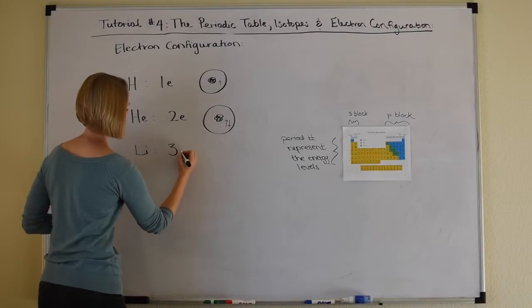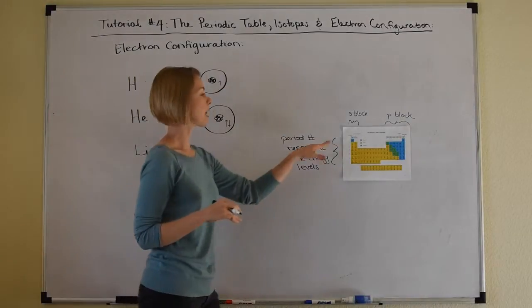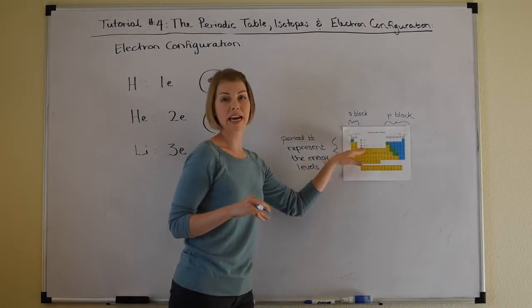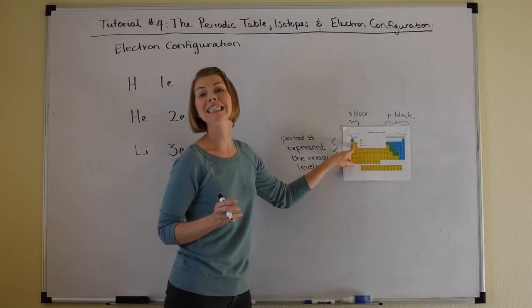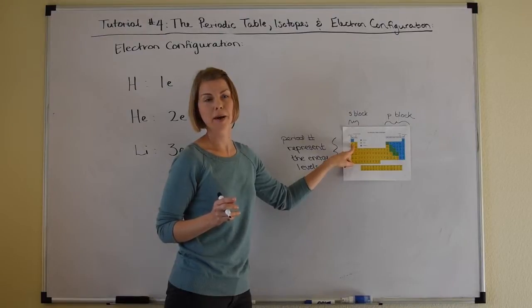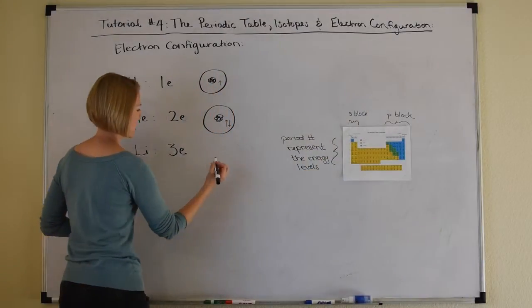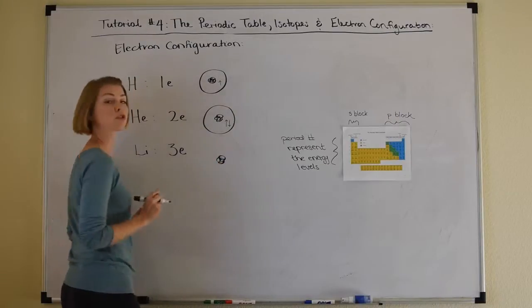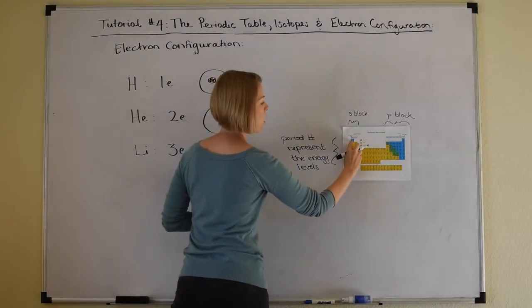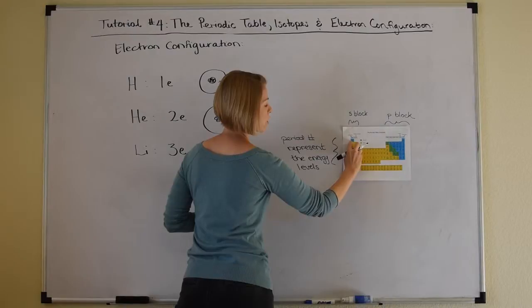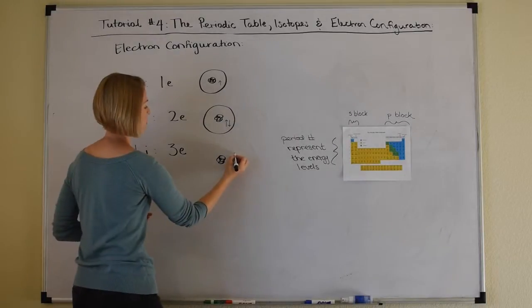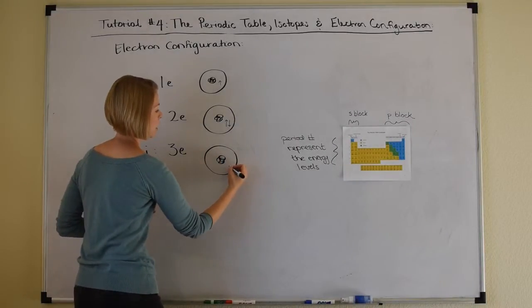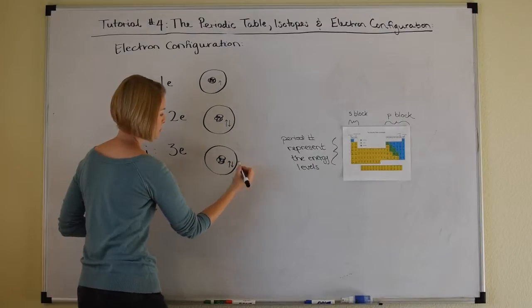A neutral lithium atom has 3 electrons, and it's going to have some in the first and the second energy level. We know that because lithium is located in the second period. Let's go ahead and draw the location of those 3 electrons. We're going to count all the way down to lithium. Starting up here, first energy level, s sublevel, we're counting through hydrogen and helium. So there are 2 electrons in the first energy level, s sublevel. So I'm going to draw 1, 2.